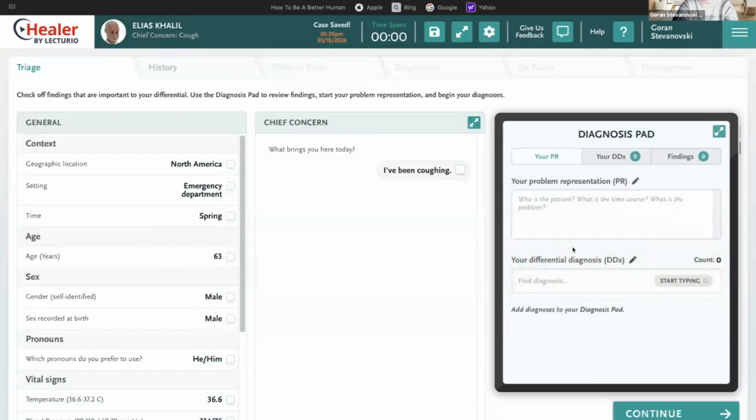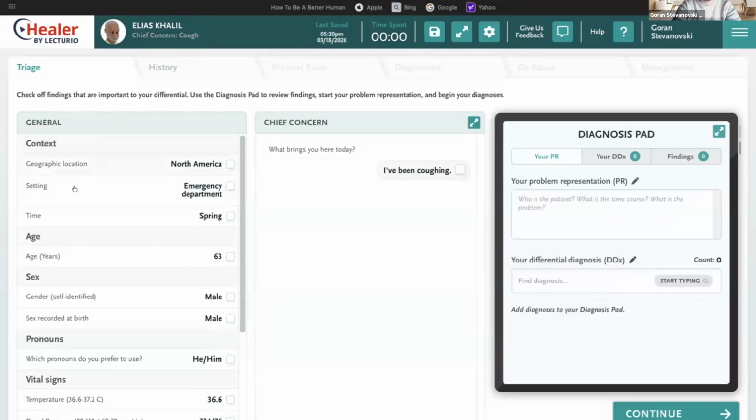So this is what the platform initially looks like. We have Elias Khalil here, our patient, and you can see that these cases are not just their chief concern and problem representation, but they are individuals that exist within this ecosystem of Healer. Now, there's some general information, and we tend to click around these, and everything we click through goes into findings.